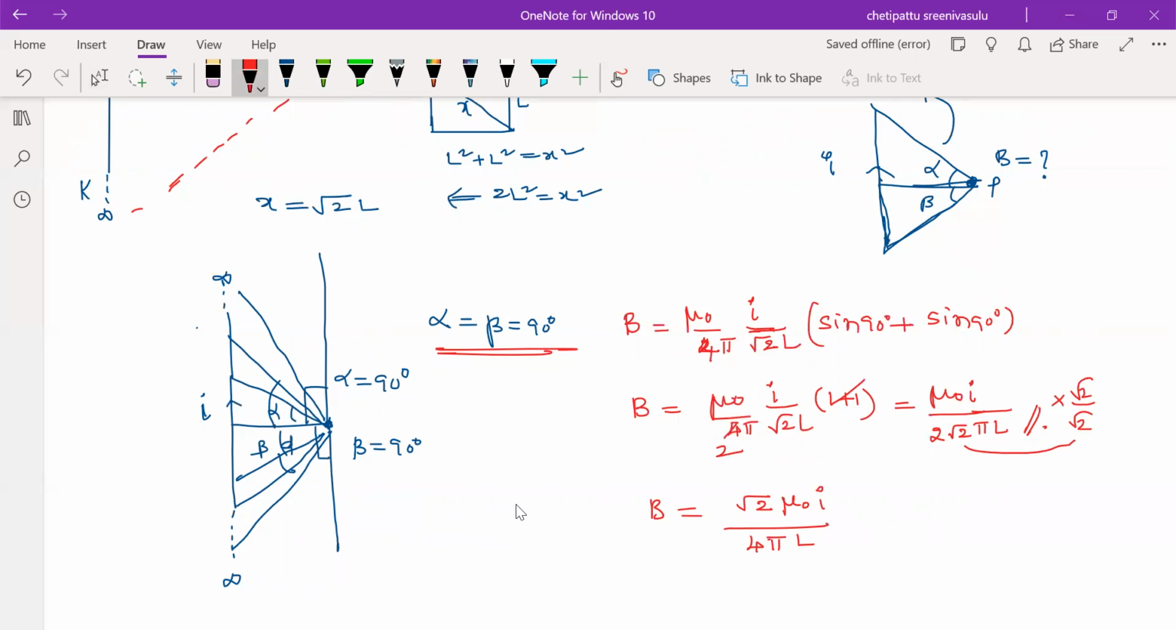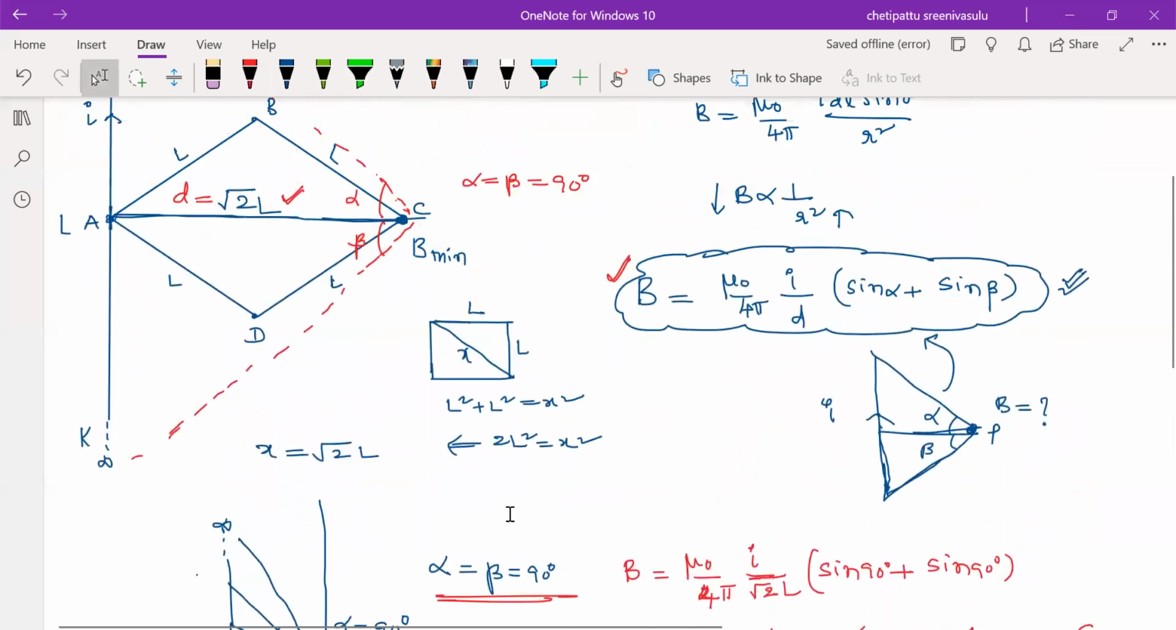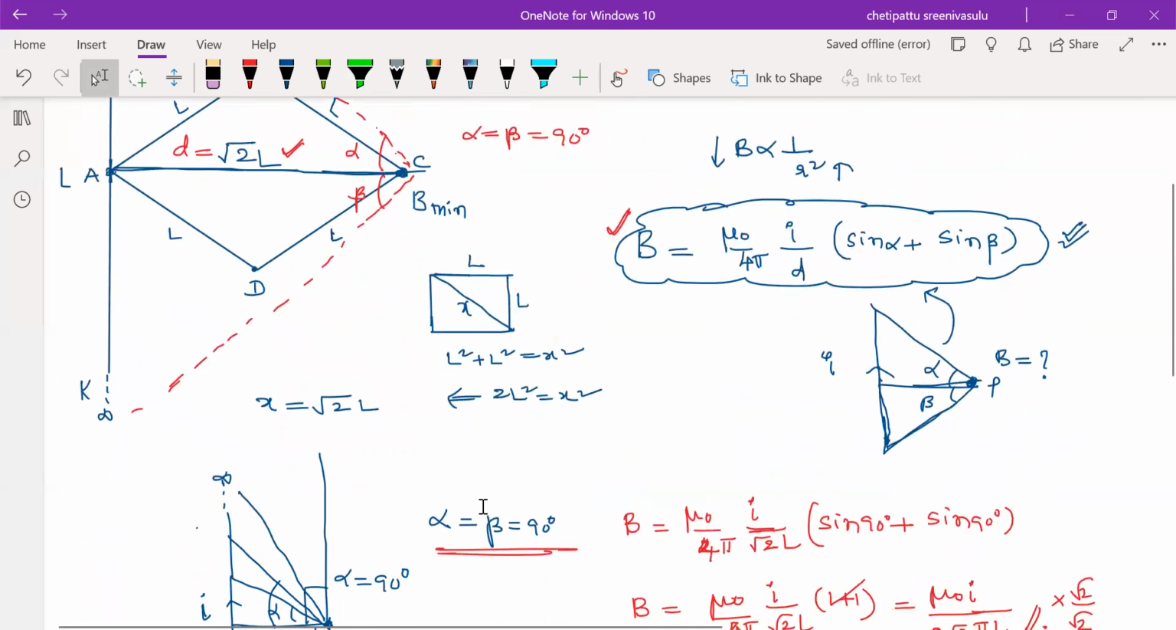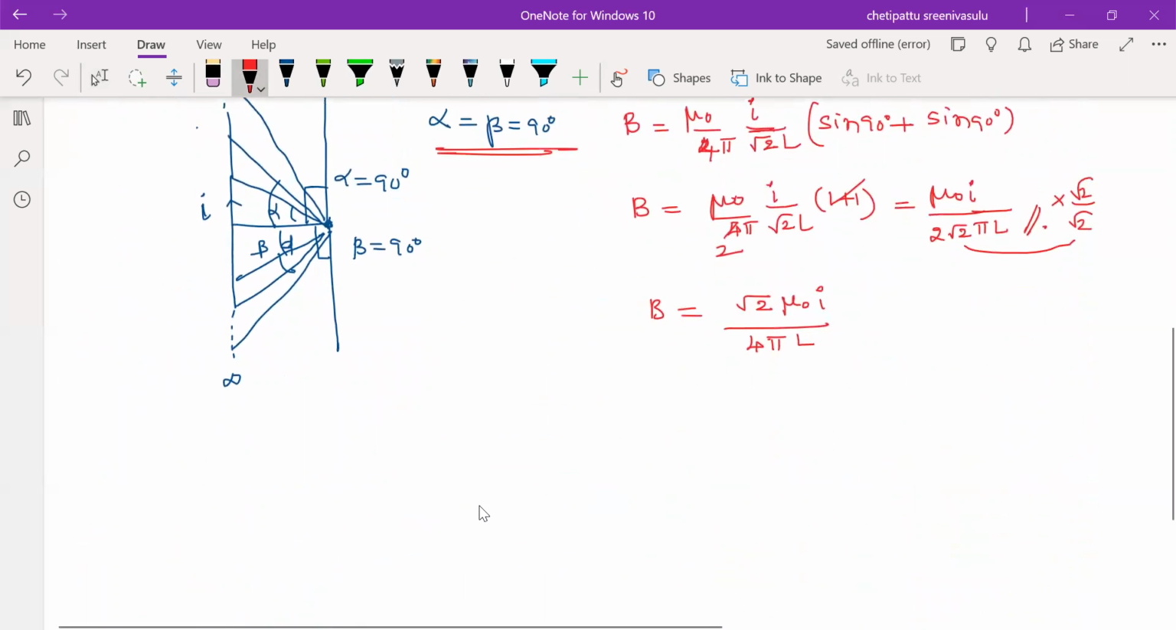And which direction will the field be? The magnetic field. This is the formula.